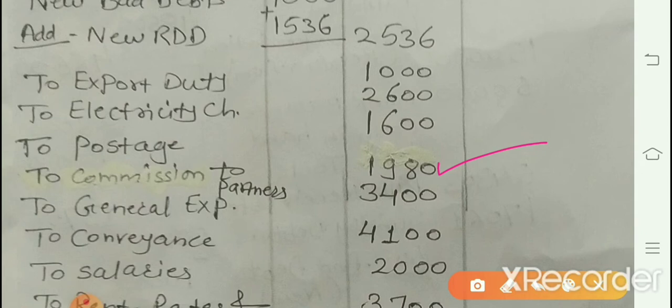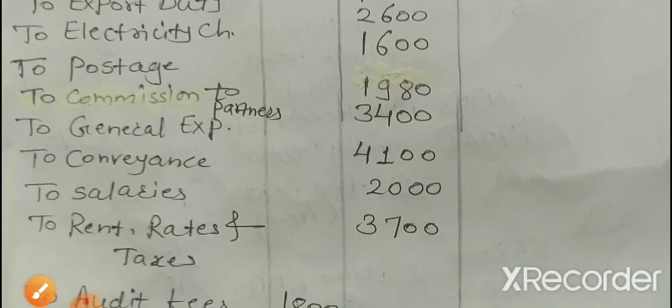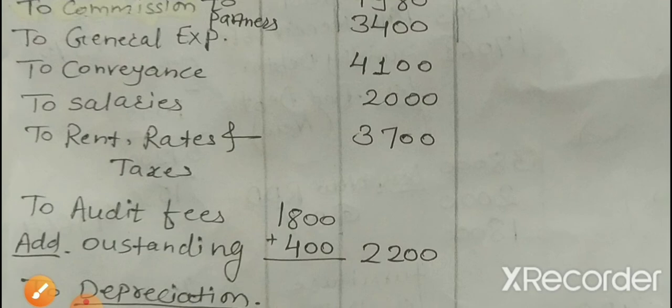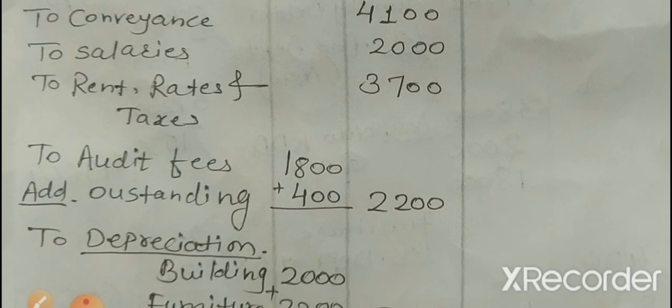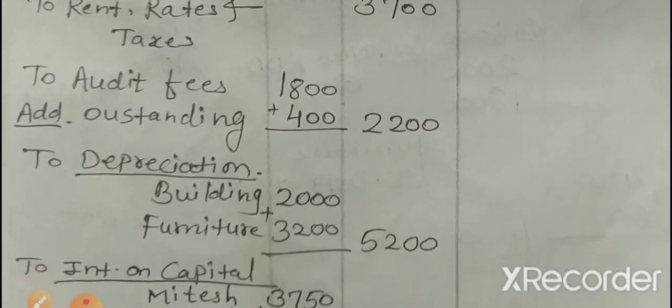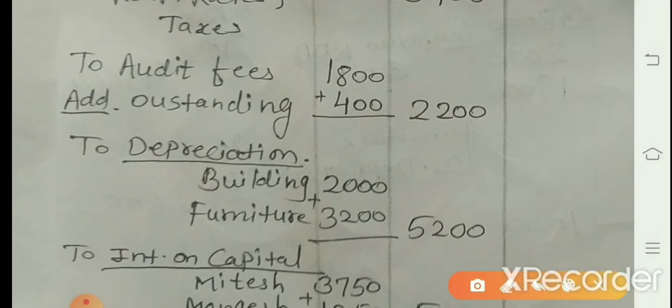Okay. Next, to general expenses 3,400, to conveyance 4,100, to salaries 2,000, to rent, rates and taxes 3,700. Then to audit fees, as per our adjustment we added the outstanding amount and total amount is now 2,200. Then to depreciation on fixed assets, total depreciation for the year is 5,200.